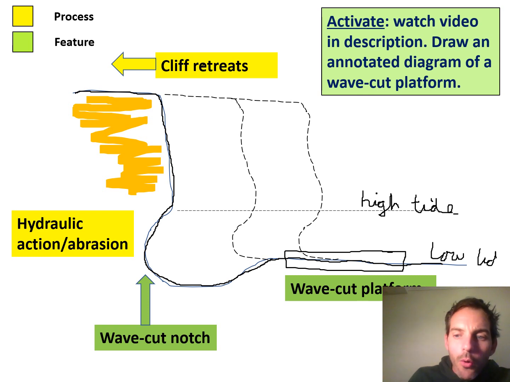So it's something that you will only see when the sea is really far out at low tide, and then when the water comes up, it tends to hide it, it submerges it. So what I'd like you to do is copy that diagram with those labels, and then we're going to see if we can write that up in the next screen.